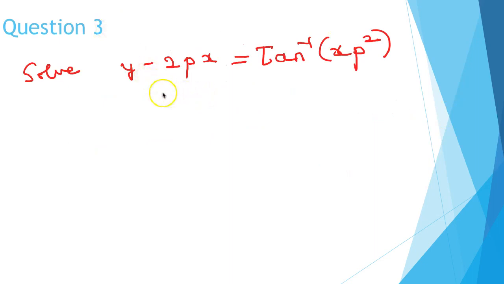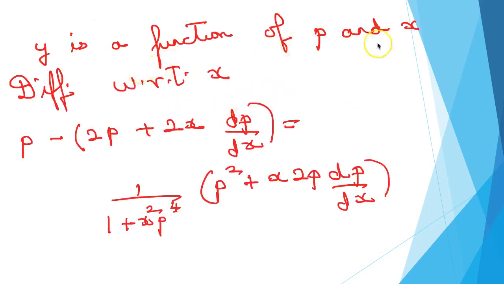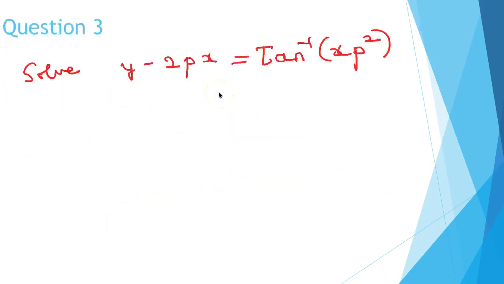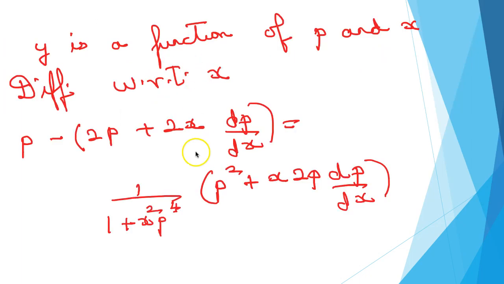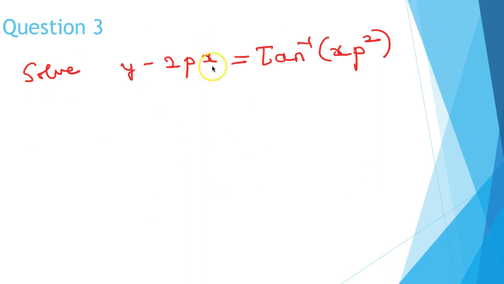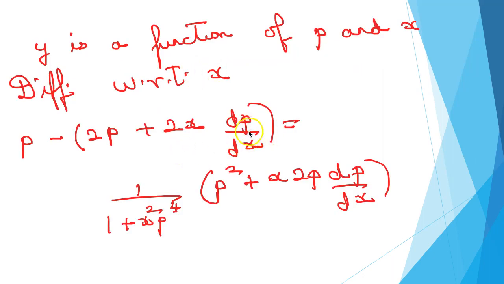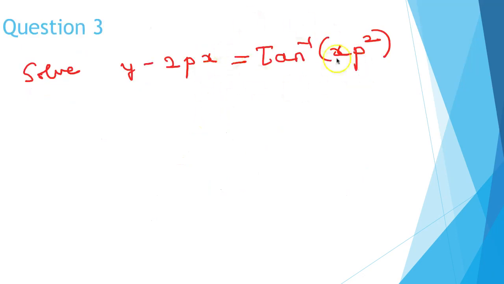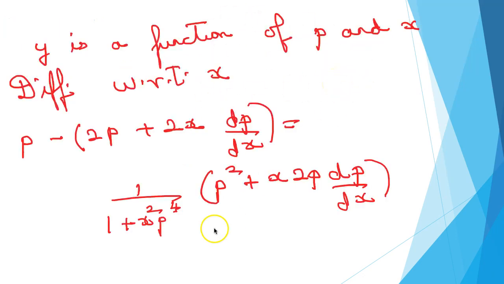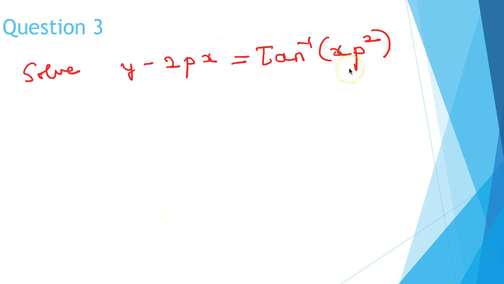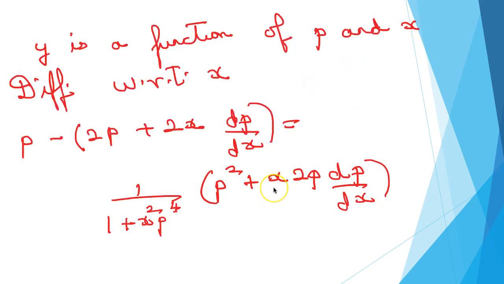Coming to question 3, solve y - 2px = tan⁻¹(xp²). Can we factorize this directly? No. So y is a function of p and x, so we differentiate with respect to x. So I get dy/dx, which is p. Apply the product rule here, so I get minus 2 times (p + x dp/dx), and derivative of tan⁻¹ is 1/(1 + x²p⁴) into d/dx of xp², that is p² + x·2p dp/dx.